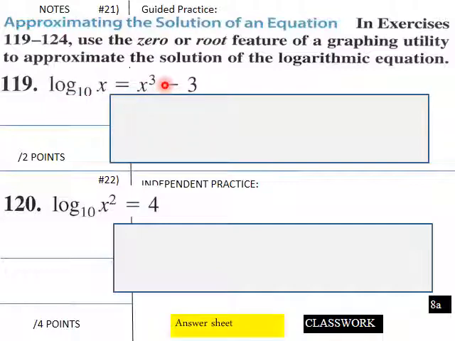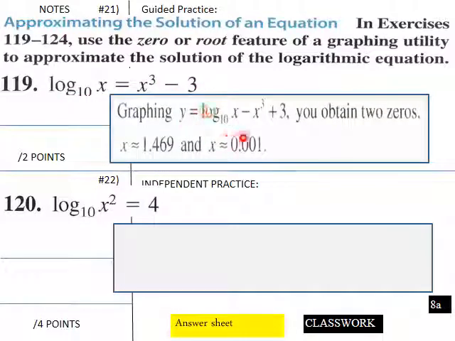Log base 10 of x equals x cubed minus 3. So if we graph y equals log base 10 of x minus x cubed plus 3, meaning we bring these 2 over here and make this equal to 0, you obtain 2 zeros here. If you look at your graph, you'll find a 0 there and a 0 there, providing you can get your viewing window adjusted to see that.